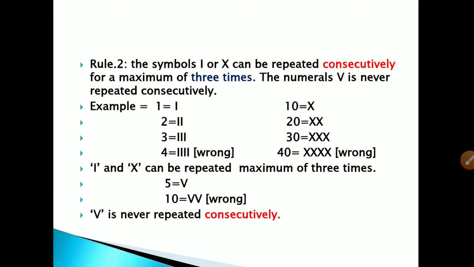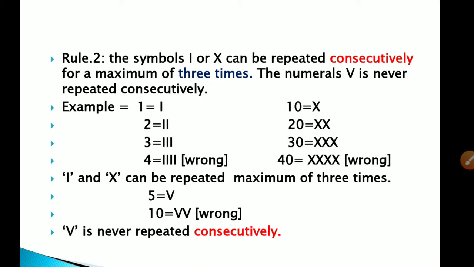Rule number 2. The symbol I or X can be repeated consecutively. Again, consecutively. What do you mean by consecutively? One after another for a maximum of 3 times. Listen once again carefully. The symbol X or I can be repeated consecutively for a maximum of 3 times. The numeral V is never repeated consecutively.